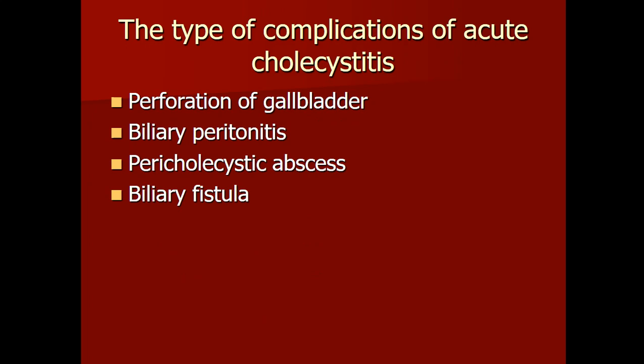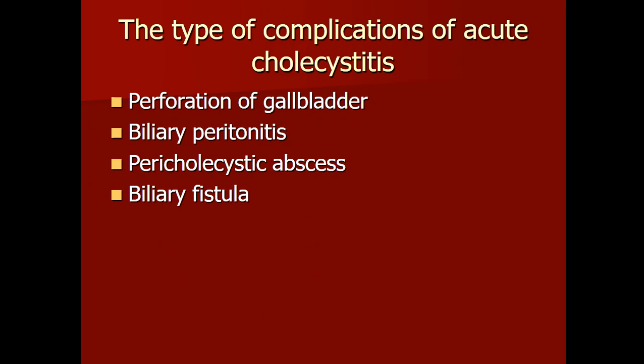Pericholecystic abscess is a morbid condition in which perforation of the gallbladder wall is covered by the surrounding tissues, along with the formation of abscesses around the gallbladder. And the fourth one is biliary fistula, which can occur between the gallbladder and the duodenum following the episode of acute cholecystitis. This is usually caused by a large gallbladder stone eroding through the wall of the gallbladder into the duodenum.